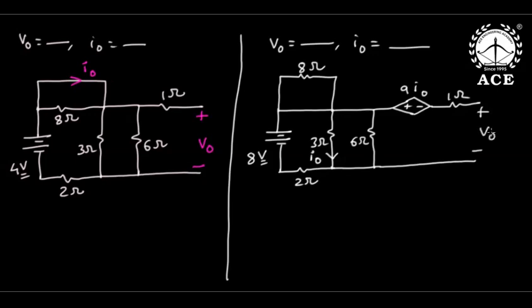Here also everybody, on the right side also, what is V naught and I naught. Left side and right side circuits are slightly similar, but with some important modification. Please observe and write the answer. On the right side there is a current dependent voltage source. Quickly, please.